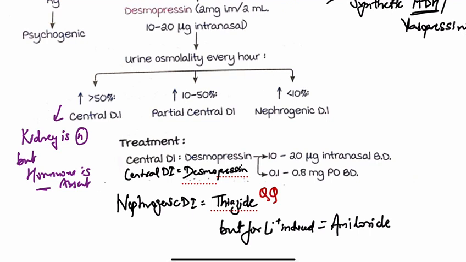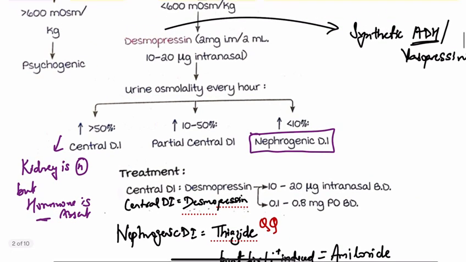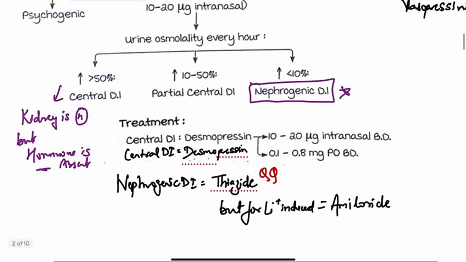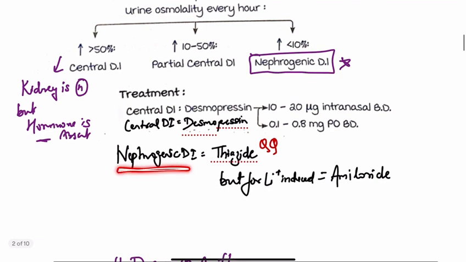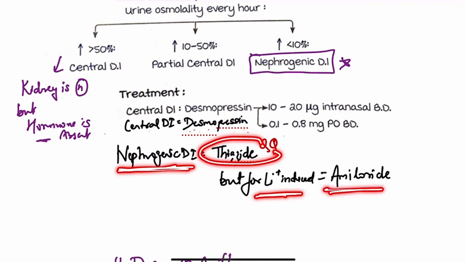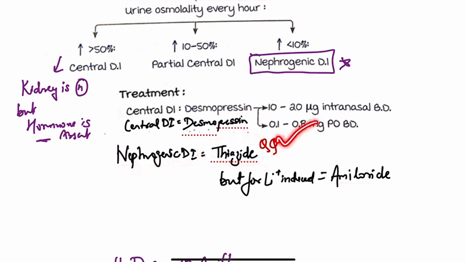But in nephrogenic diabetes insipidus, even after giving the synthetic antidiuretic hormone or vasopressin, there is no improvement. It means the hormone was there earlier also, and now also it doesn't have any effect. Now you have to remember this part, this is the important one. For central diabetes insipidus, you have to give desmopressin. For nephrogenic diabetes insipidus, you have to give thiazide. But for lithium induced, you have to give amiloride. This is important: thiazide has a role in nephrogenic diabetes insipidus.